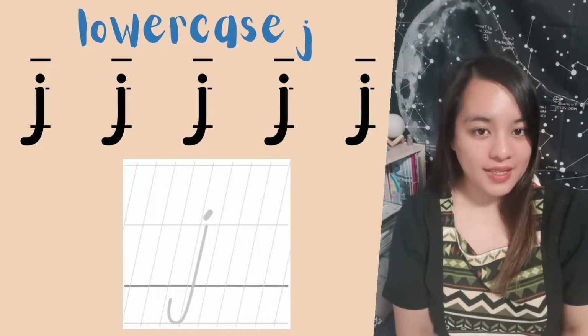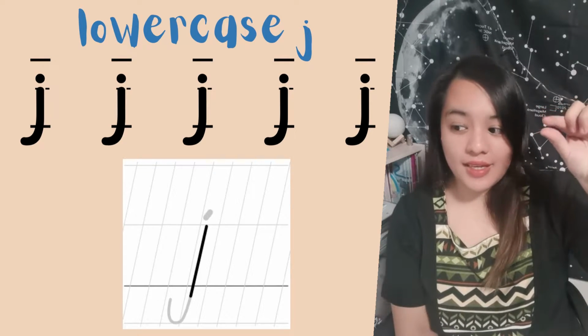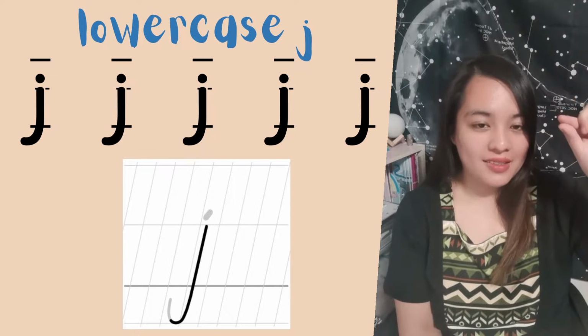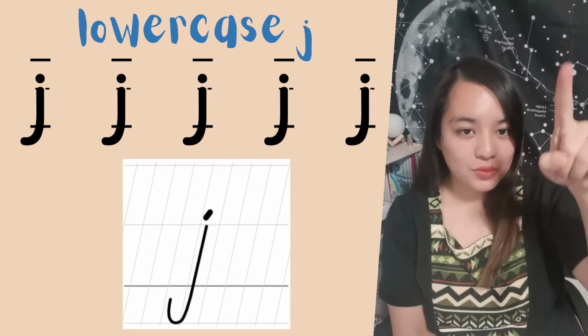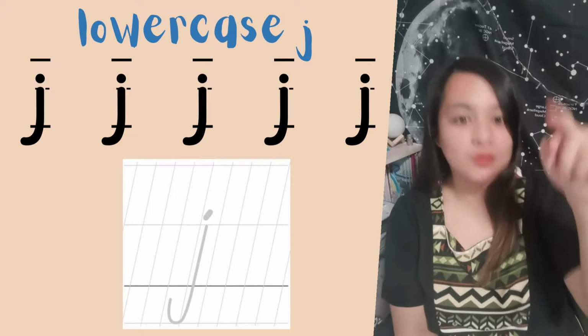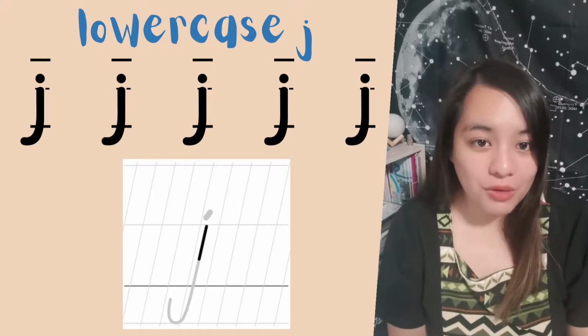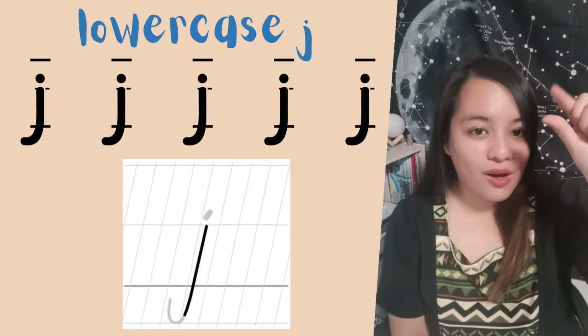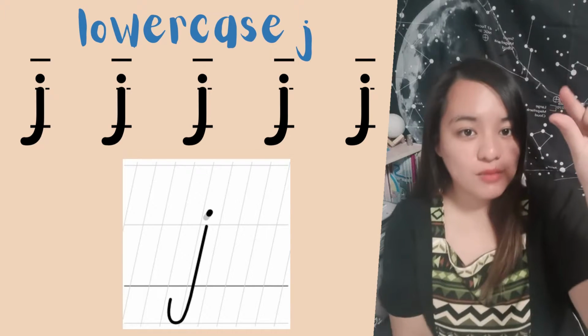Next is the lowercase or small j. Lowercase j, small j. You will write it by one line. 1, 2. That is lowercase or small j. Again, that is lowercase j, small j.